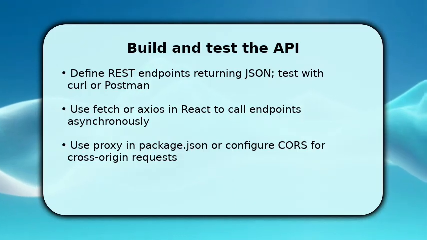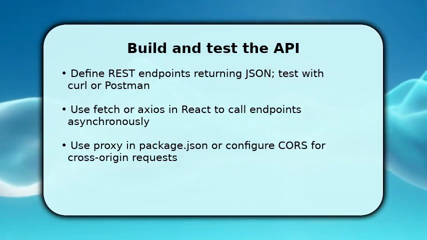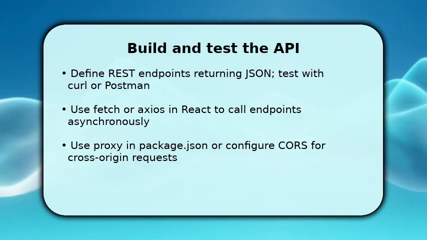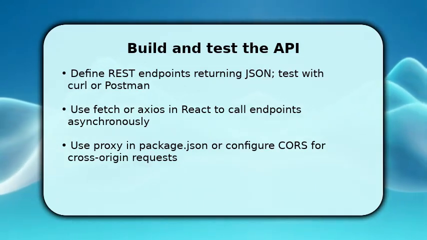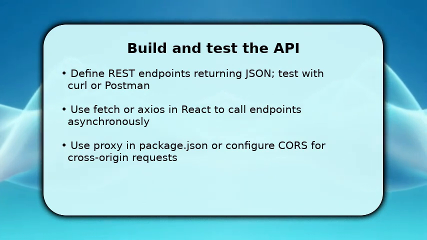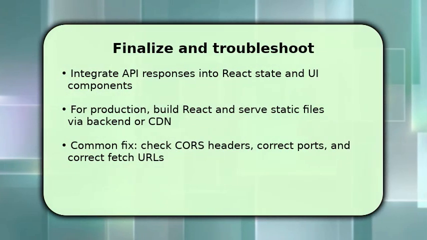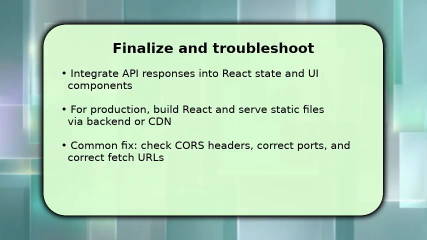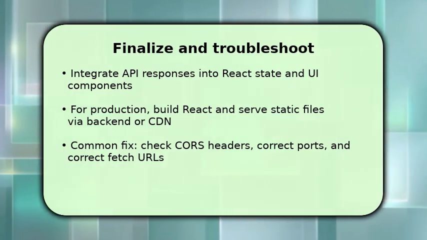Make sure to use the package.json proxy during development or confirm CORS is correctly configured. Handle async errors with try/catch and informative console logs while iterating. Finish by wiring API calls into your components and cleaning up error handling and loading states so users aren't confused.